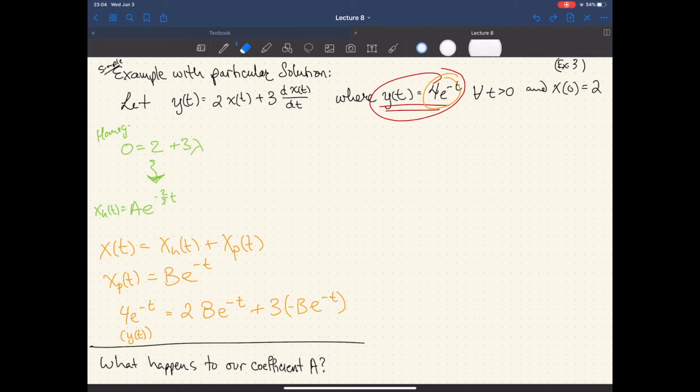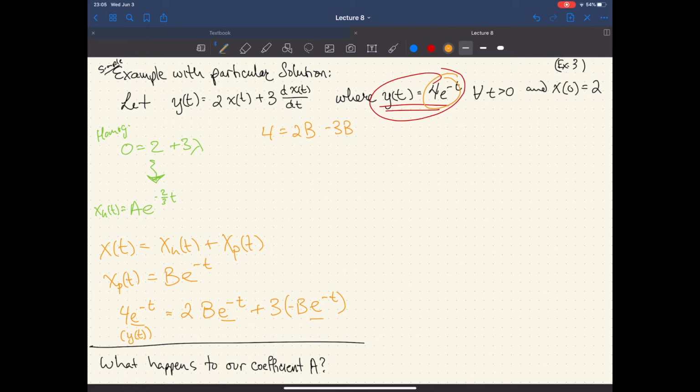This actually isn't too bad. We end up with a bunch of e to the minus t's floating around. We can actually get rid of those really easily. Just divide them out. And we end up with 4 is equal to 2b minus 3b. Okay, if you can't solve this, I can't help you.